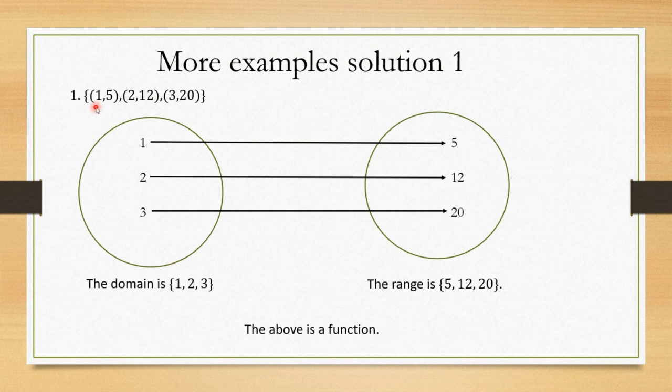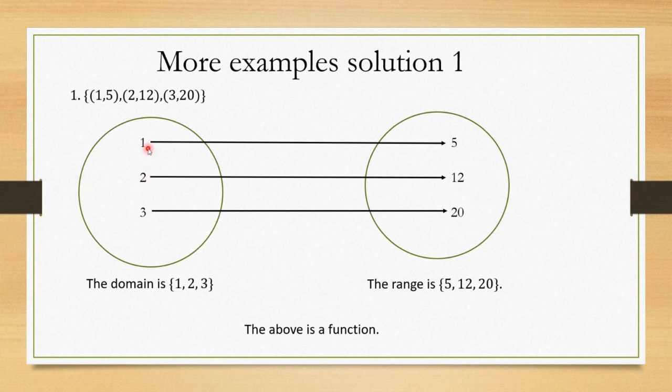So again, the domain is all x coordinates. The range is all the y coordinates. Okay? And yes, this is a function. How do we know that? Well, there's really 2 ways of seeing it. From the correspondence diagram, what we have is from each input, only 1 arrow coming out of it.